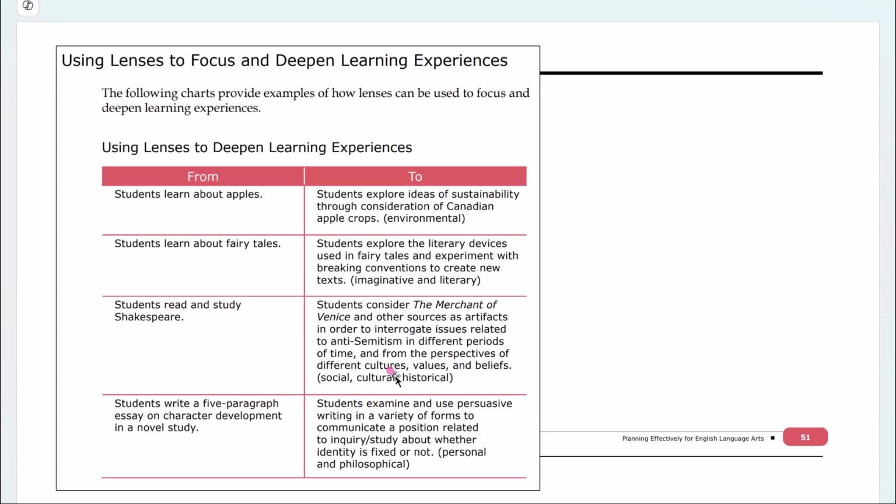students consider the Merchant of Venice and other sources as artifacts in order to interrogate issues related to anti-Semitism in different periods of time and from the perspectives of different cultures, values, and beliefs. So clearly you can see the difference in these.